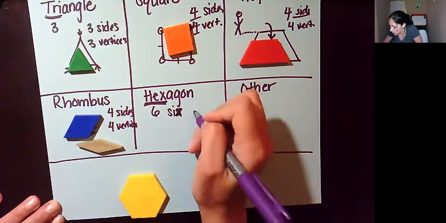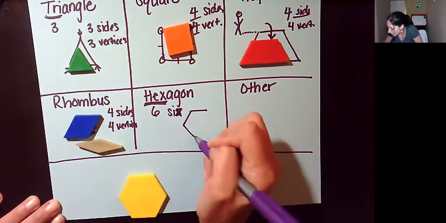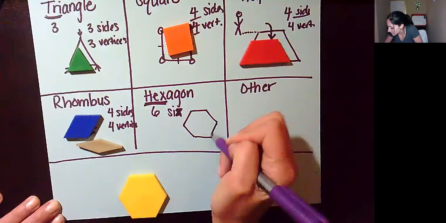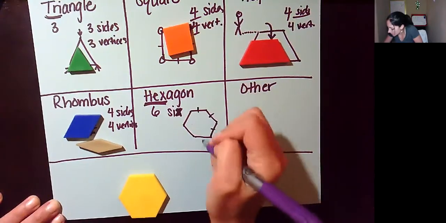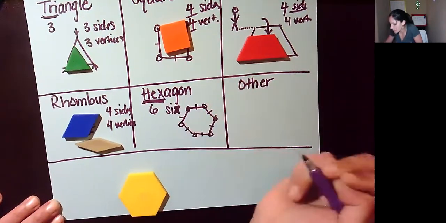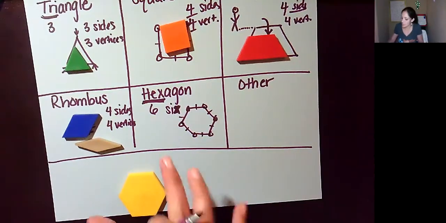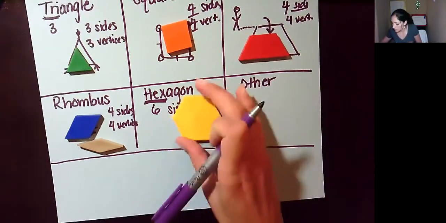These sides are going to be the same length. So 1, 2, 3, 4, 5, 6. 6 sides that are all the same length and also 6 vertices. You guys starting to see a pattern? Same number of vertices, same number of sides. So we have our hexagons there.